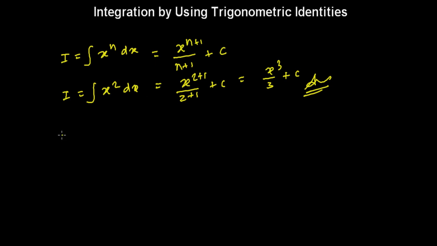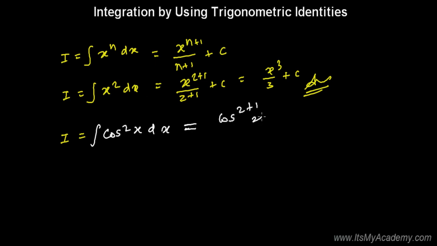But my dear friend, if my integral is cos square x dx, can I do it like this? Again the power is 2, so it will be cos x to the power 2 plus 1, divided by 2 plus 1, plus constant. Can I solve like this? Absolutely not. You can't solve like this. We cannot integrate like this.